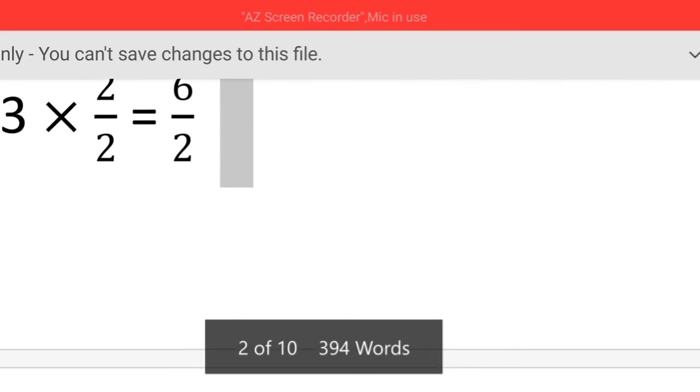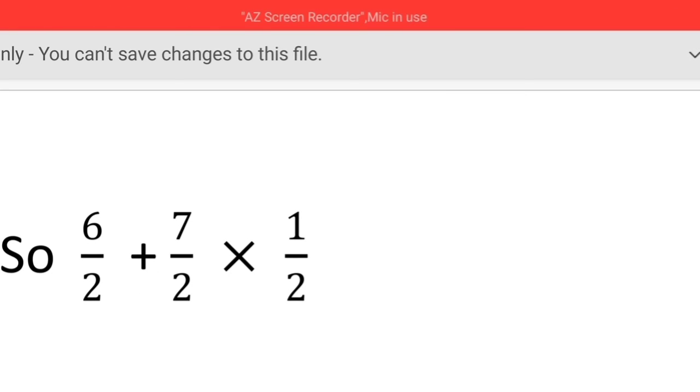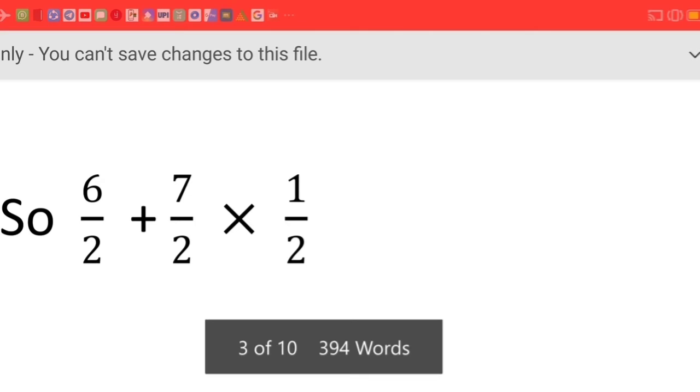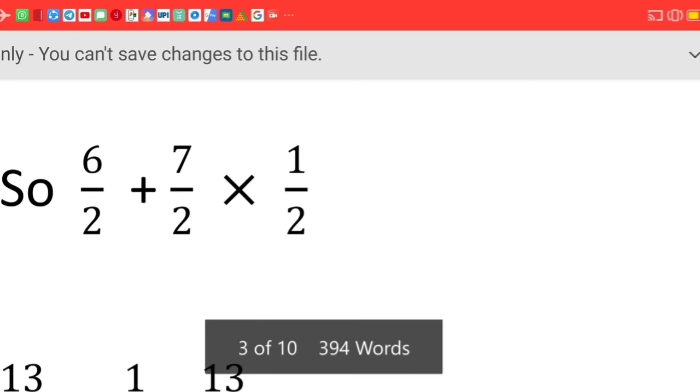Let us add 6 by 2 plus 7 by 2 multiply 1 by 2. 6 by 2 का meaning क्या है? 3 only. So how do we write 3 as 6 by 2? We want to make the denominator same. Otherwise we cannot add two fractional numbers. So 6 by 2 plus 7 by 2 multiply 1 by 2. How to get this 1 by 2? Divide. We want to divide 2 divided by 2.